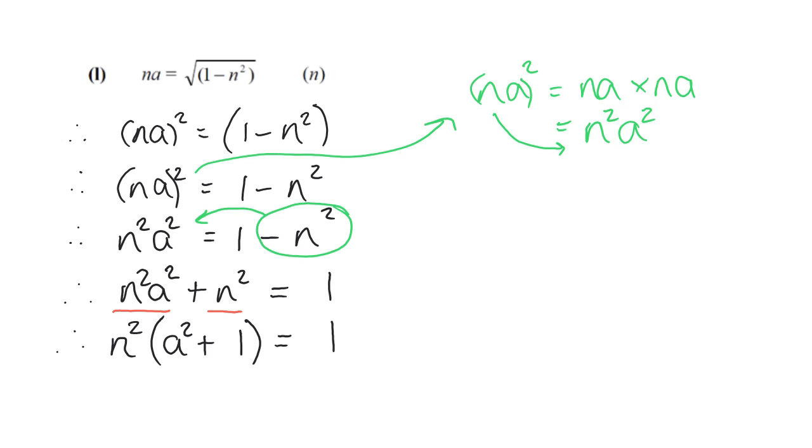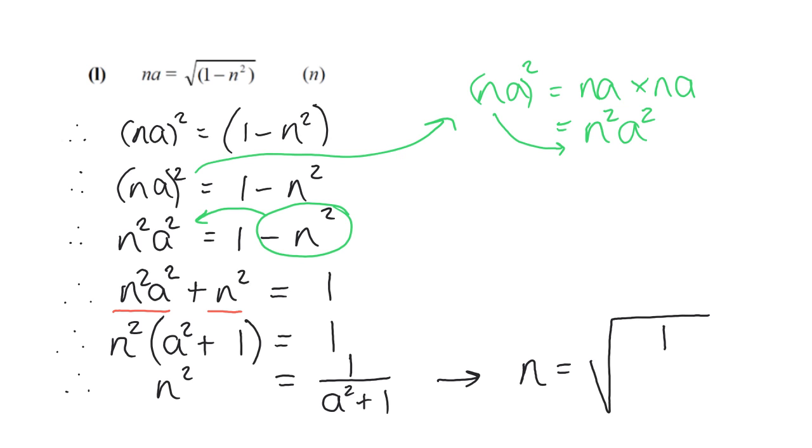So it means that we can now remove the a squared plus 1. It's multiplying at the moment, so it's going to go to the right-hand side and it's going to divide. So we have n squared equals 1 over a squared plus 1. The final step is to get n on its own. We must square root the whole term, 1 over a squared plus 1. Very, very difficult aspects of changing a subject, but if you take it step by step, you will get there.